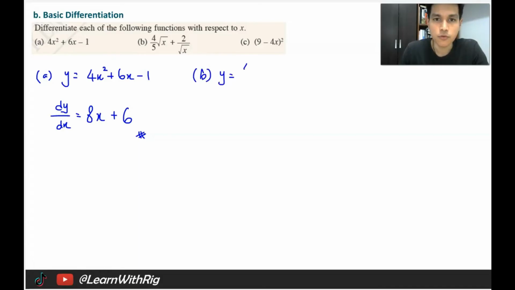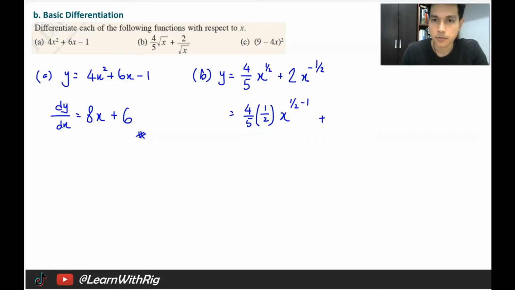y equals 4 over 5 square root x plus 1 over square root x. Square root x, I'm going to change it to x power 1 over 2 plus, this one is also x power 1 over 2, but if I bring it up, it's going to be x power negative 1 over 2. Negative means fraction, so you're going to bring it down later. In this case, we are going to differentiate this. I'll write it like this so that you all can see. So 4 over 5 multiplied by 1 over 2, because I multiply the power, x power 1 over 2 minus 1.